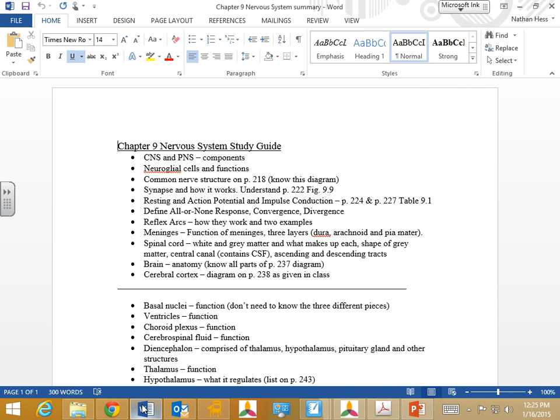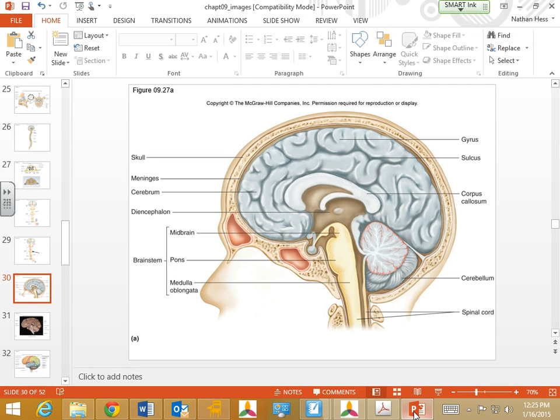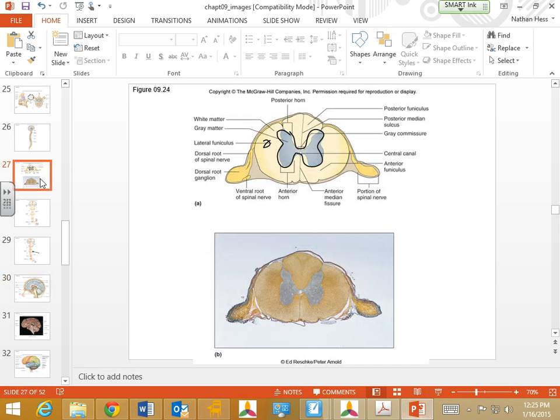So let me just make sure we hit all the pieces here. White and gray matter, what makes them up? The shape of the gray matter. Central canal. You did forget the central canal. That is that piece right in the middle. Right here. Central canal. And what's in that central canal? Some kind of fluid. Yeah, that's cerebral spinal fluid. Definitely. Okay.